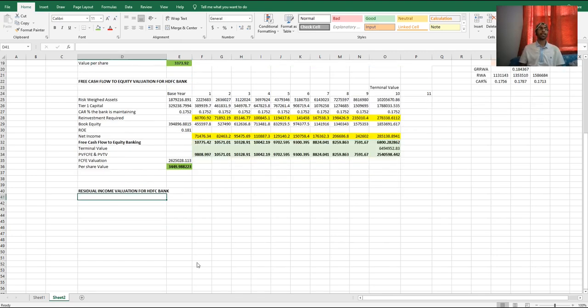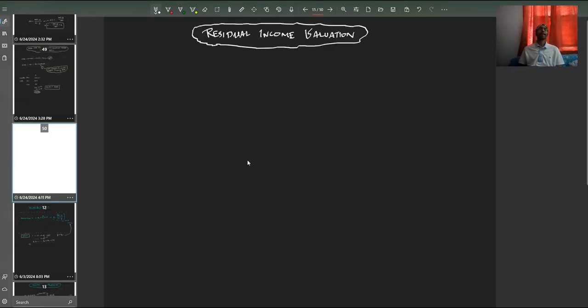So let us first understand the theory, friends, of residual income valuation. Residual income valuation is basically the current book value plus the present value of all the excess earnings. Now, what is excess earnings, friends? Whatever earning is left after satisfying the cost of equity is the excess amount of earnings. I'll repeat again. Whatever earning is left as residual after covering the cost of equity is what is called the excess earnings.